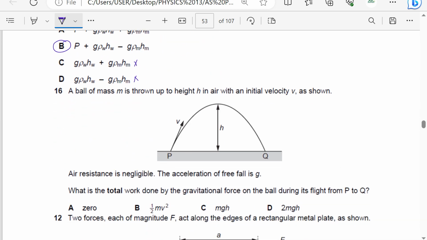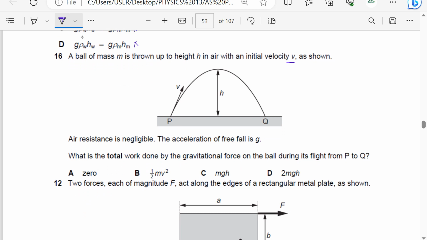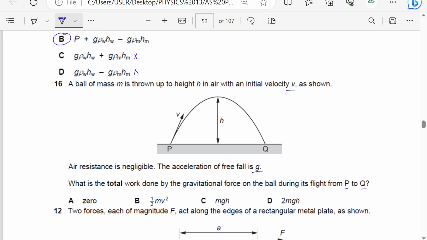A ball of mass m is thrown up to a height h in air with initial velocity v as shown. Air resistance is negligible. The acceleration of free fall is g. What is the total work done by the gravitational force on the ball during its flight from P to Q? The gravitational force. We want the gravitational force. So the total work done by the gravitational force W is going to simply be the gravitational force times the displacement, the vertical displacement.